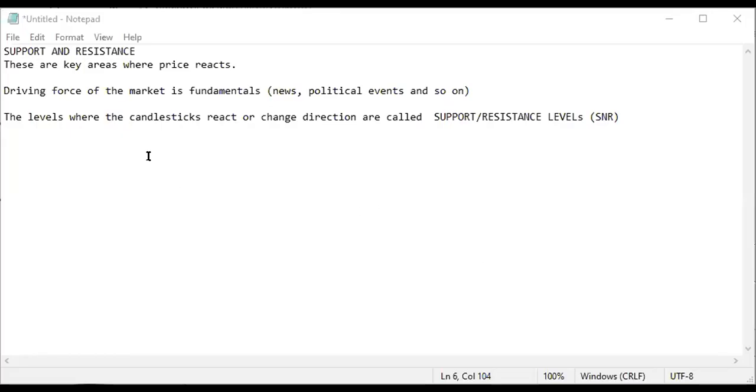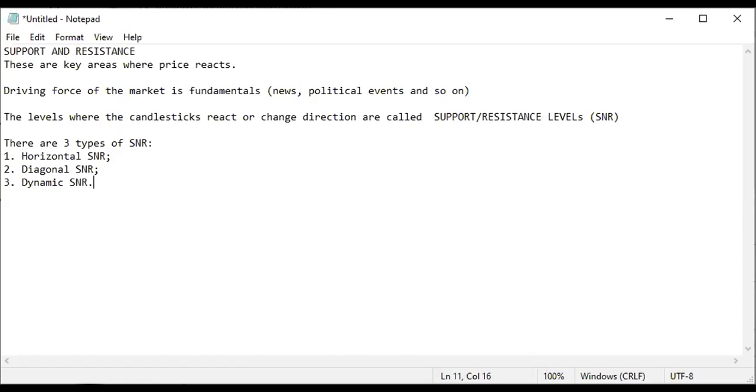So when we talk of support and resistance, there are three types of S and R. The first one is horizontal S and R. The second is diagonal S and R. And the third is dynamic S and R. So we have the horizontal, we have the diagonal, we have the dynamic.